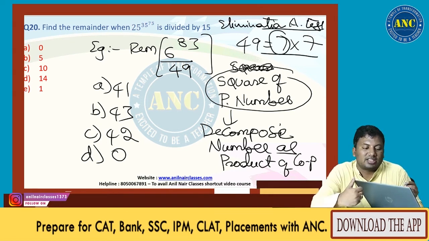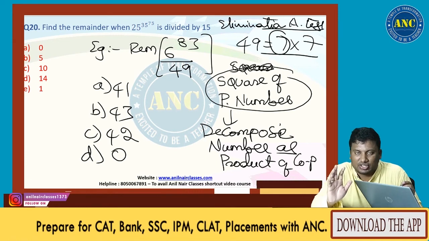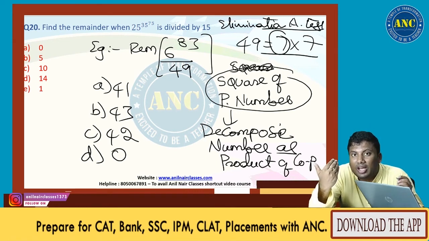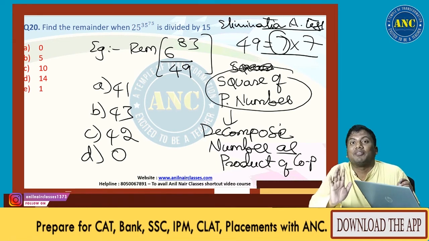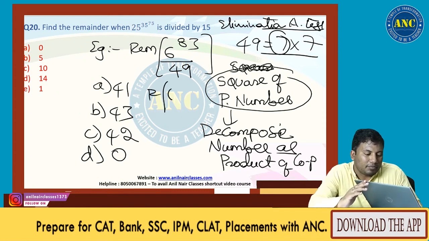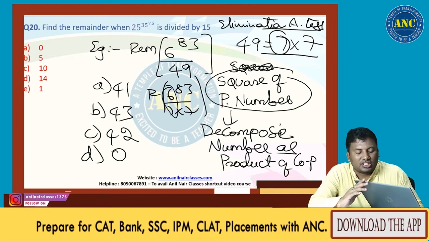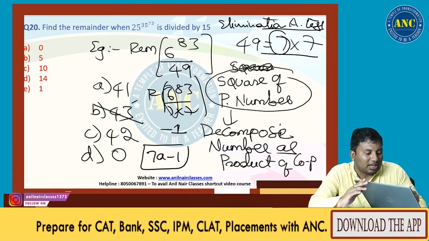So write it down as 7 into 7. It is an acid test. It will only give you which answers are incorrect. It will never give you the right answer. 6 power 83 divided by 7 into 7: 6 divided by 7 gives minus 1, and minus 1 power odd is minus 1. The answer should be of the form 7k minus 1, not 7k plus 1 or 7k.